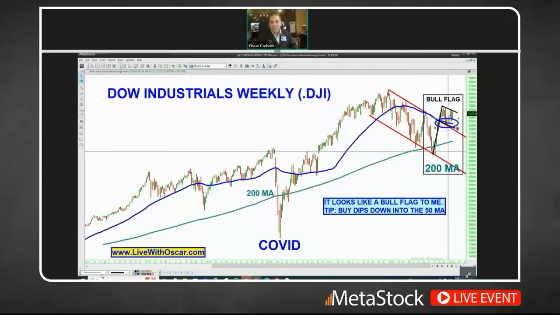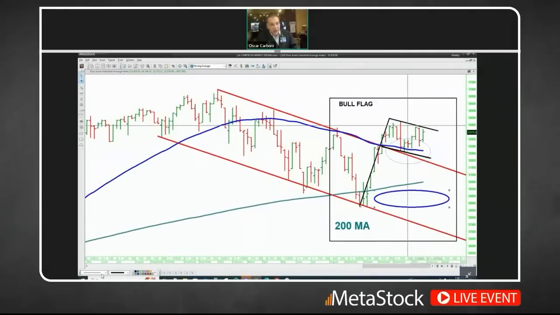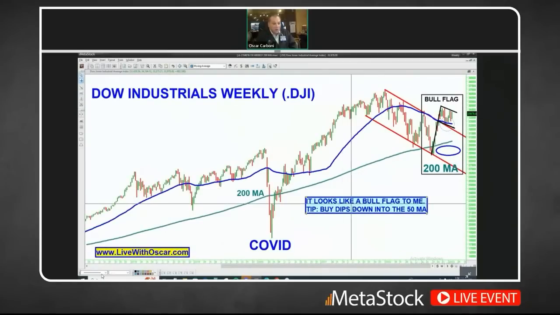Now we are above that average. Here, look. Now we are above that average, in a bull flag, above the red channel. Complexion changing weekly and daily, kids. The tip on here, buy dips down to the 50-bar moving average or the bottom of the flag. They're both in the same place.